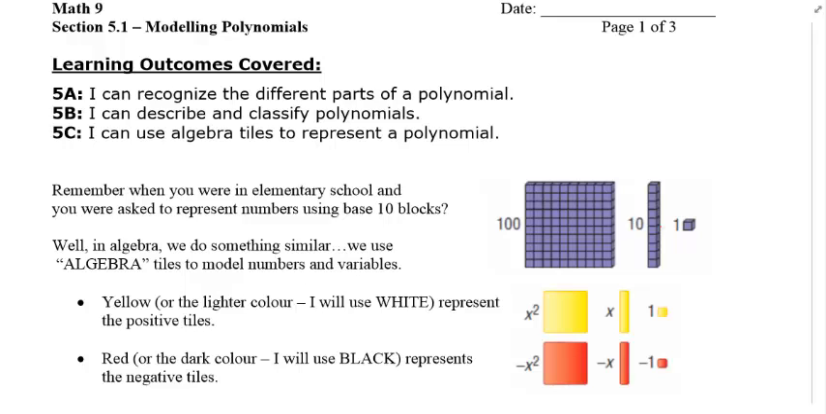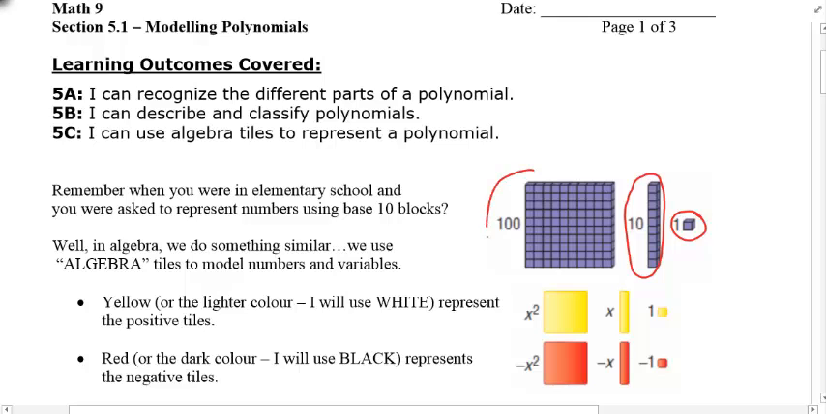Okay? So I don't know if you remember back in elementary school, but you were asked to play with these blocks. You represented numbers with these blocks. Like the one small cube was a 1, the rod represented like 10 because there are 10 small cubes together, and the big, I guess, square represented 100 because you see there's 10 and then another 10, so 10 times 10 is 100. Well, in algebra now, we're going to do something similar to represent these things.